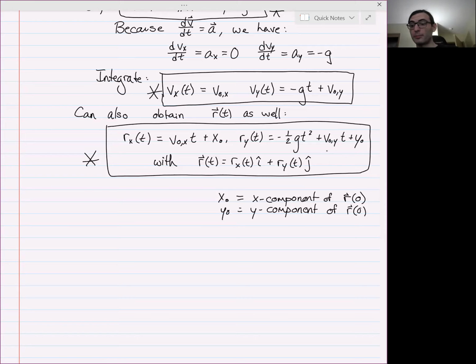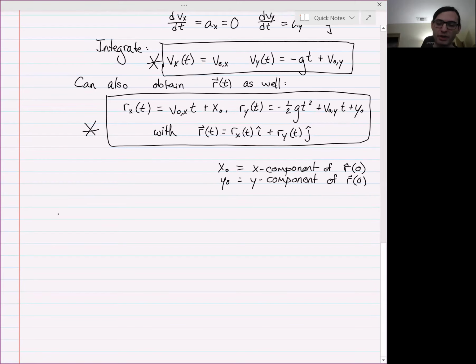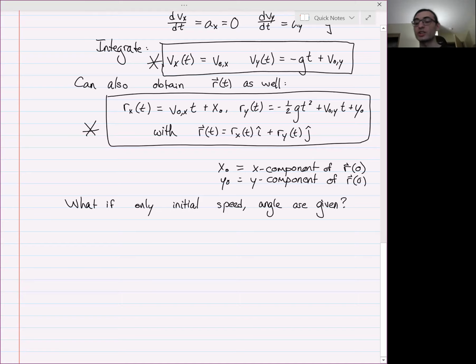So this is fine and dandy, and if you know the initial position and the initial velocity, all of their components, then you're good. But you might ask, what if only the initial speed and the angle are given? The common types of places where these questions are asked are things like, you shoot a cannonball at a 30 degree angle, 30 degrees above the horizontal, at 500 meters per second. How far away does it land?